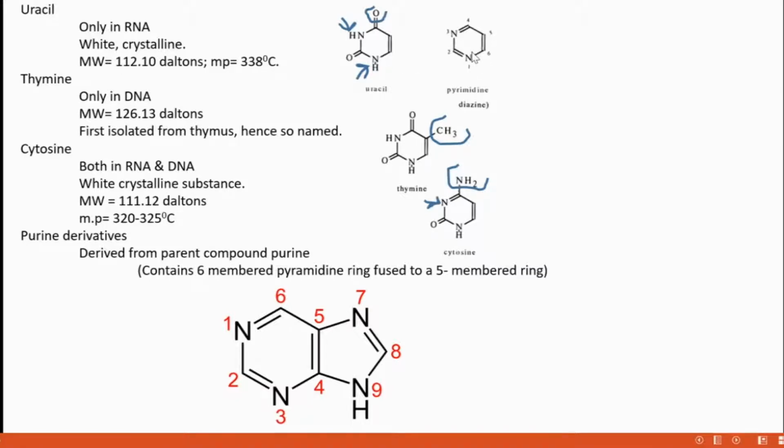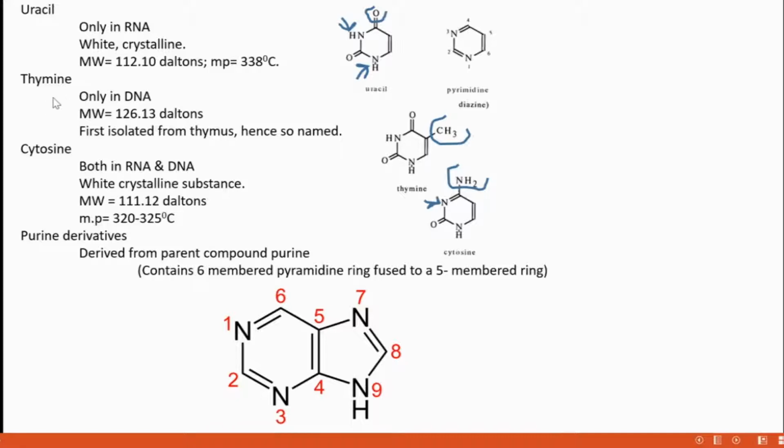This is a pyrimidine. What modification is happening to pyrimidine? In this position, one H is coming, and in this position also one H is coming. And here one O group is added. That modification is happening to the basic pyrimidine structure, and that way uracil is forming.